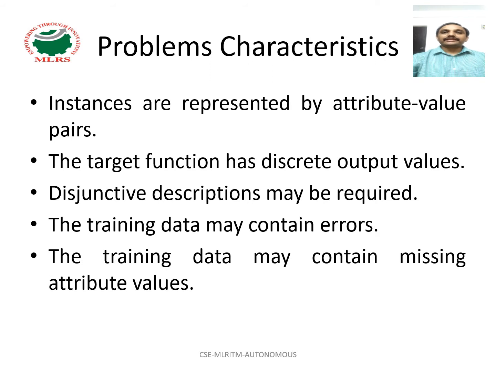These are the characteristics of decision tree problems. Here, instances are represented by attribute value pairs. Next, the target function has discrete output values. Here, disjunctive descriptions may be required. Decision tree problems allow errors in the training data. Last, the training data may contain missing attribute values also.